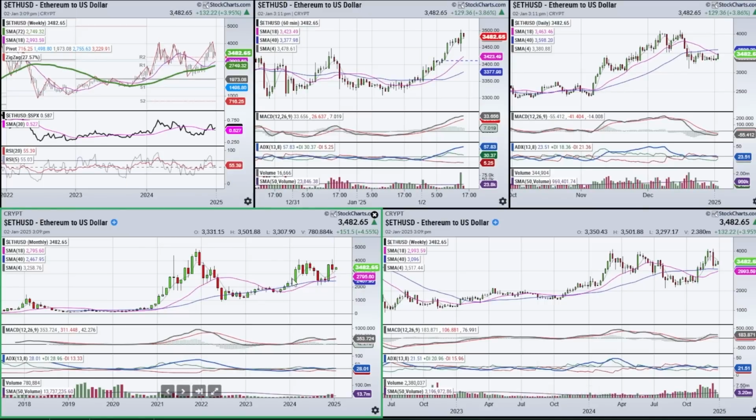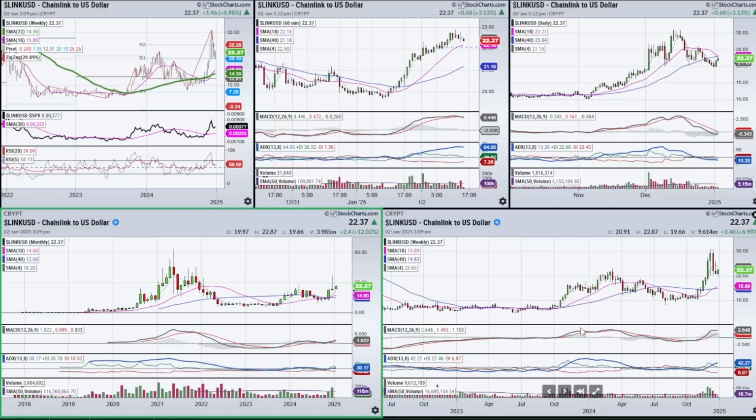Now, I get a lot of questions about this ETH, so I'm going to talk about it. You see the failure to break out. You see how this hits this 4,000 mark, and it just reverses hard. So we need to get through this key level before having any interest in this. You can really see how important this is. We don't need to jump the gun.